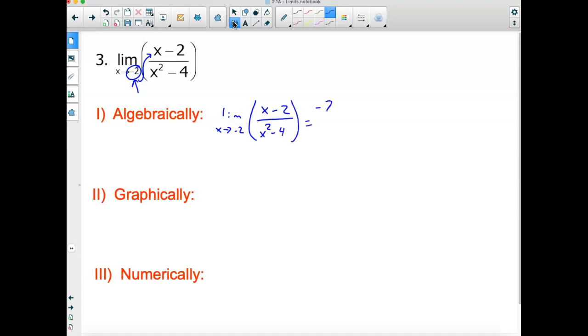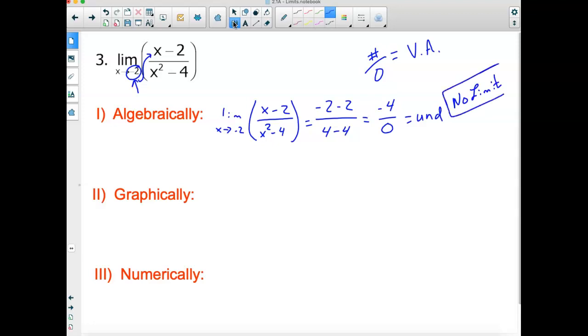What we get is negative 2 minus 2 over 4 minus 4. That gives us negative 4 over 0. Whoa, what does that mean? A number over 0 is always a vertical asymptote. Because this is undefined in a vertical asymptote way, we're going to see graphically why, but that means there is no limit. So you can say no limit.